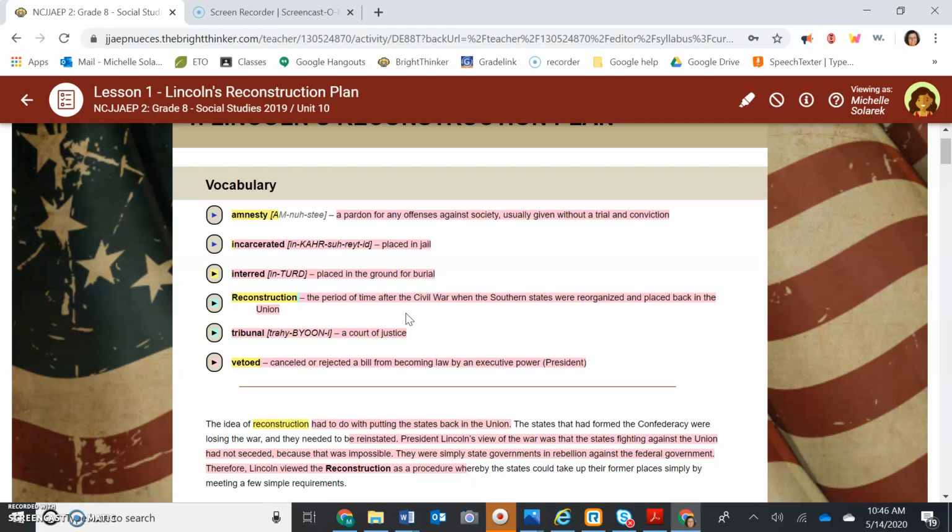Now let's take a look at the word incarcerated, placed in jail; interned, to be placed in the ground for burial. Now we're on to question number 2. Please write number 2 on your paper. And the question is, what do you call the period of time after the Civil War when the South states were recognized and placed back into the Union? And the answer is Reconstruction. So number 2 on your paper should say Reconstruction.